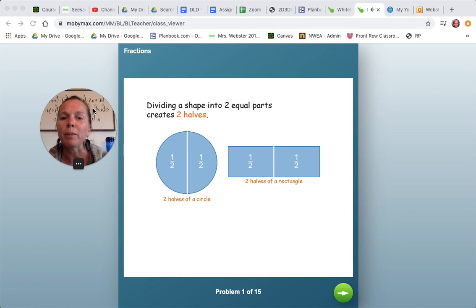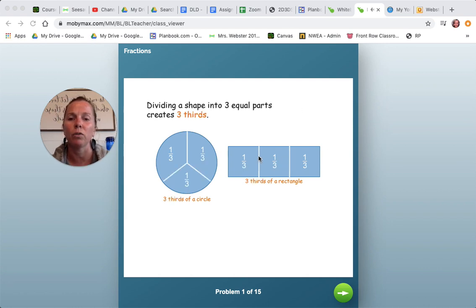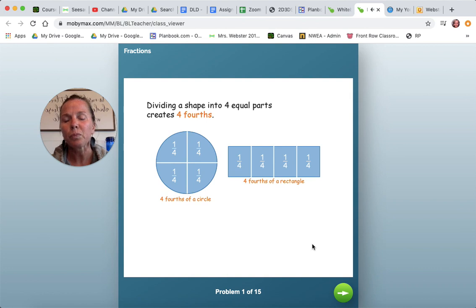Then to divide a shape into two equal parts, it creates two halves. So 2/2 of a circle and 2/2 of a rectangle right there. You can also divide a shape into 3 equal parts, creates 3/3. So here we've got 3/3 of a circle and 3/3 of a rectangle. You can also divide a shape into 4 equal parts, which creates 4/4. So here we've got 4/4 of a circle and 4/4 of a rectangle.